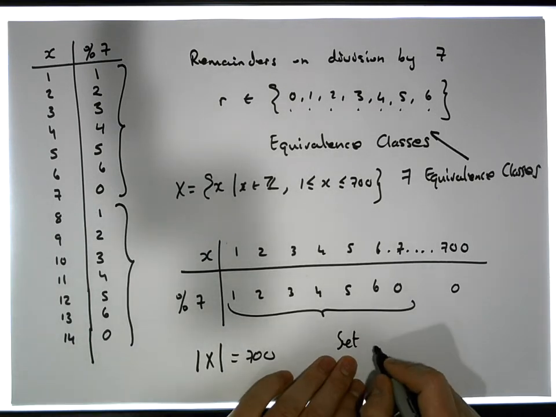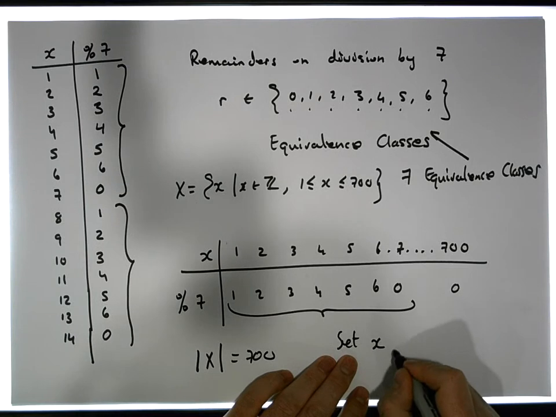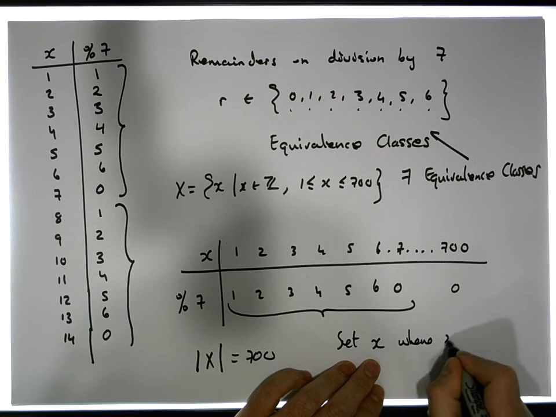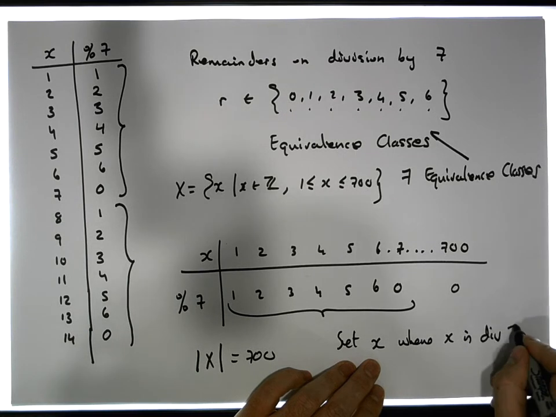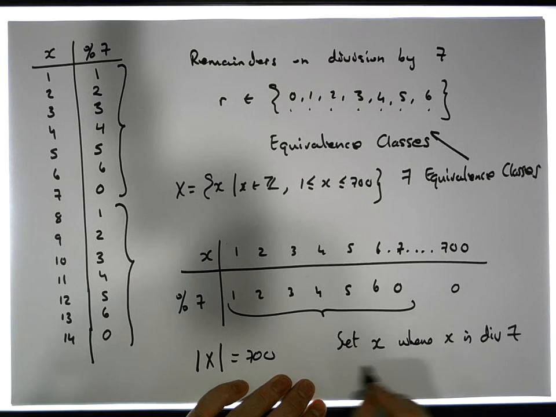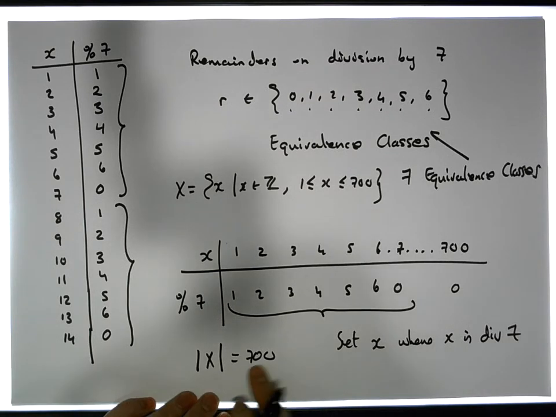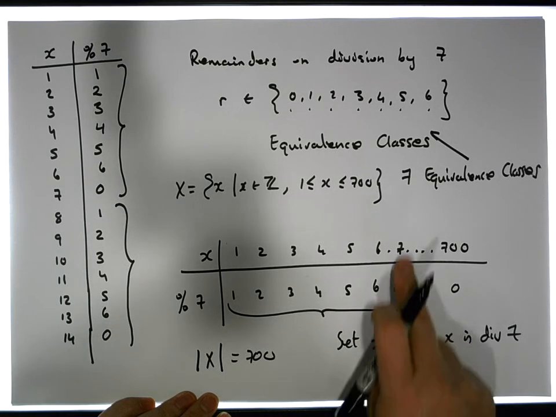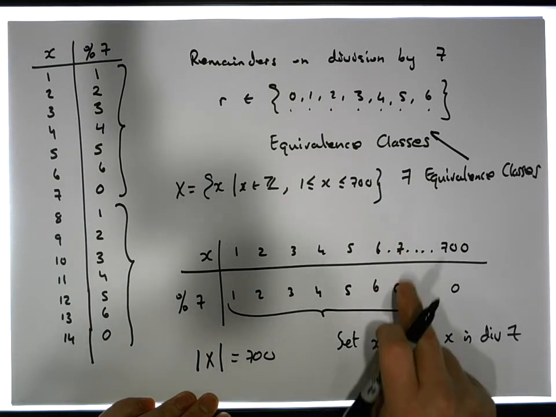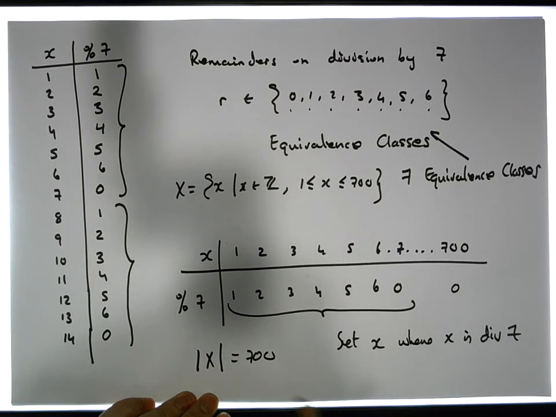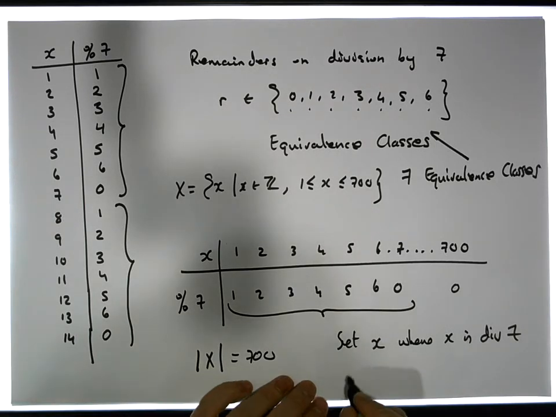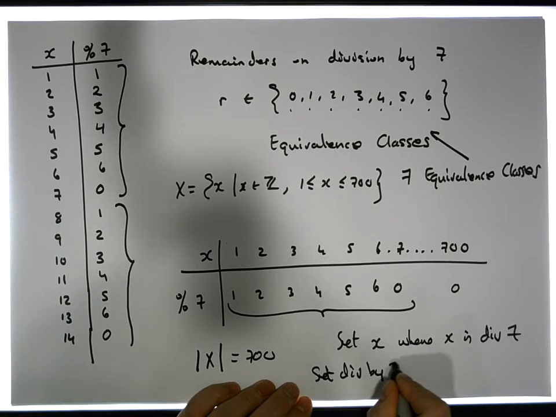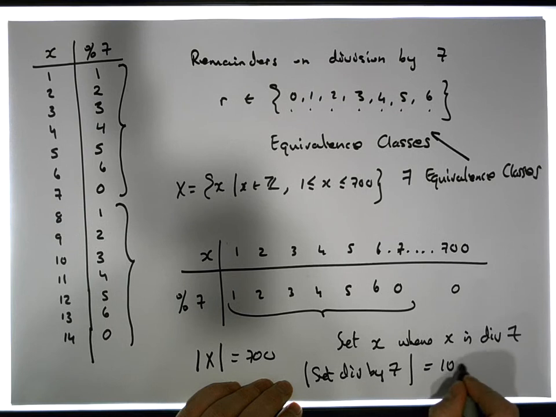The set of x's such that x is divisible by 7. Well then the cardinality of it is equal to, well, there's 7 of these classes, and the values that fall into the class that has remainder 0 are the ones we're interested in, and there must be 100 of those particular values. So this set of divisors by 7, its cardinality is equal to 100.